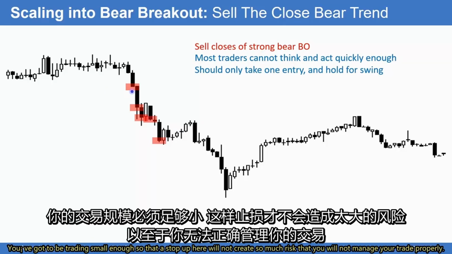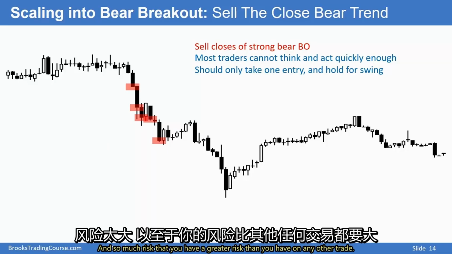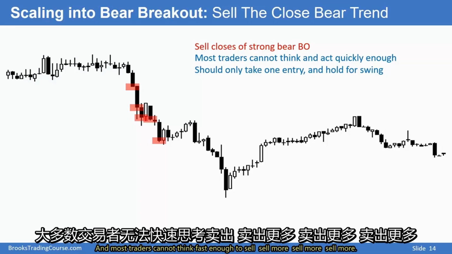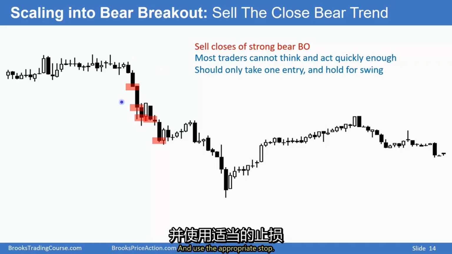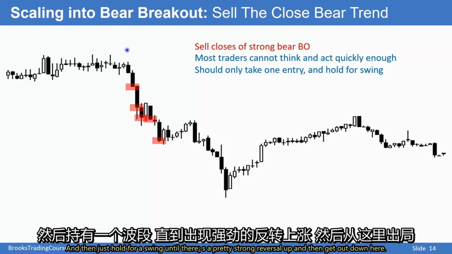Then fine. You've got to be trading small enough so that a stop up here will not create so much risk that you will not manage your trade properly, and so much risk that you have a greater risk than you have on any other trade. And most traders cannot think fast enough to sell more. They should only take one of these entries, doesn't matter which one, any one, and use the appropriate stop, and then just hold for a swing until there's a pretty strong reversal up, and then get out down here.